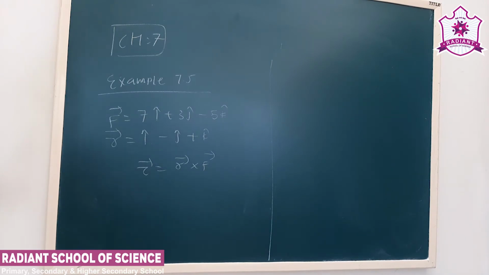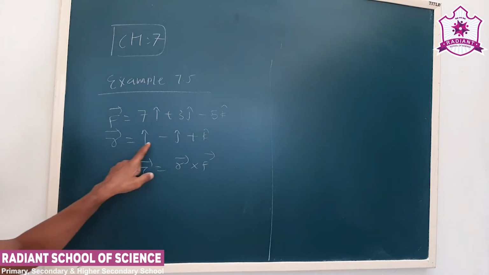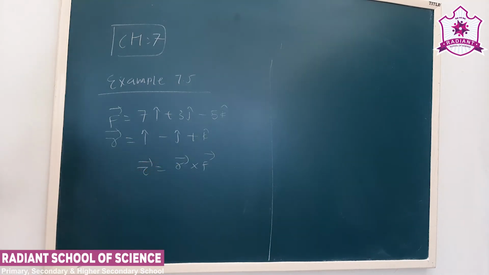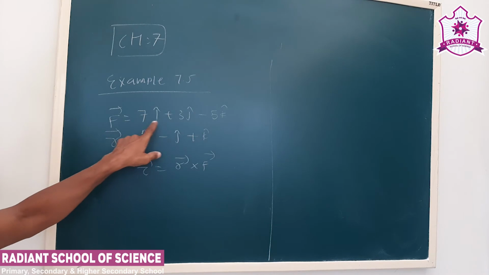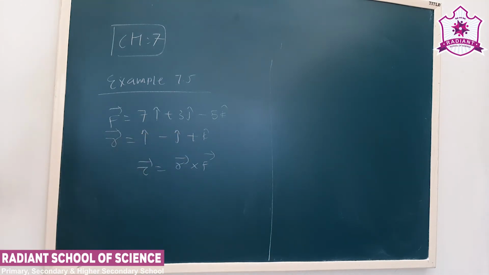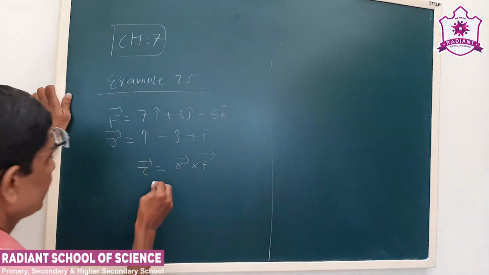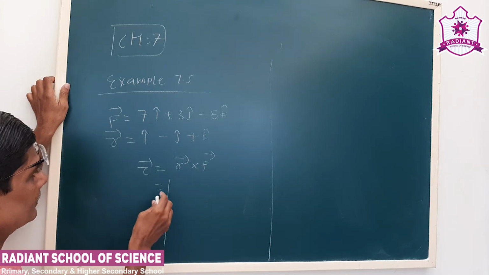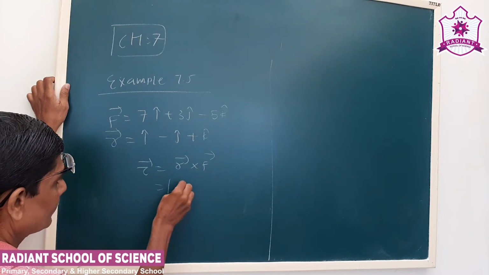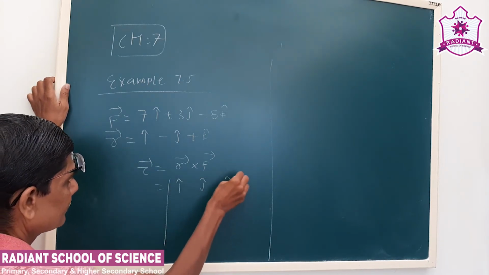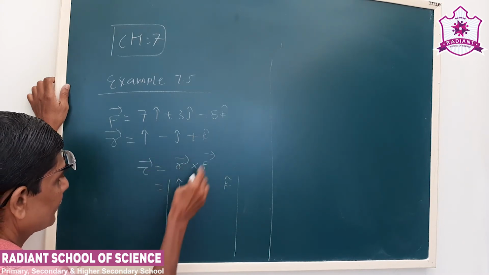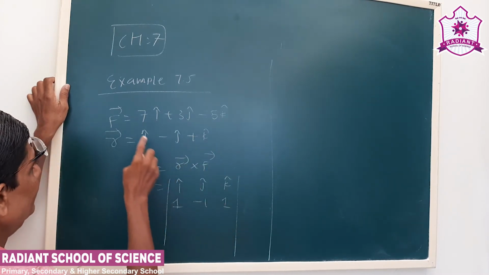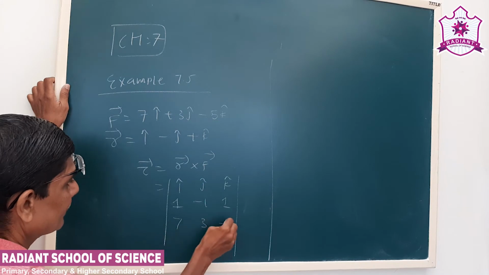Now next is our example number 7.5. The torque acting on the particle which has a position vector of I minus J plus K caret. The force acting is 7I plus 3J minus 5K. We have to calculate torque. Now torque is nothing but the vector product, that is R cross F. So we can find out. R is, with I, J, K, the coefficients 1, minus 1 and 1. F is 7, 3 and minus 5.